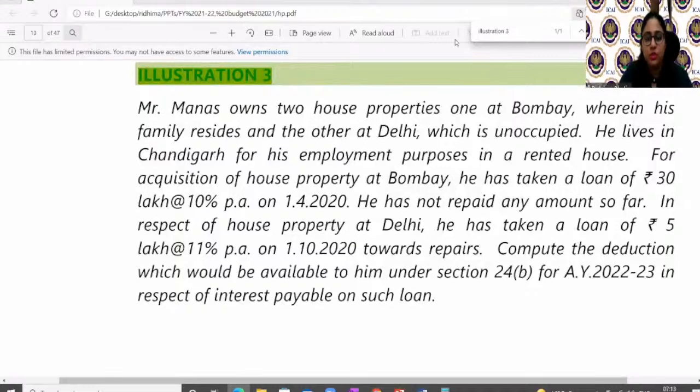Illustration 3, what is the doubt, Brinda? One second. Here the loan is taken on 1st October for repairs, and interest will be for 6 months, and interest on the first loan will be for 1 year or 2 years.